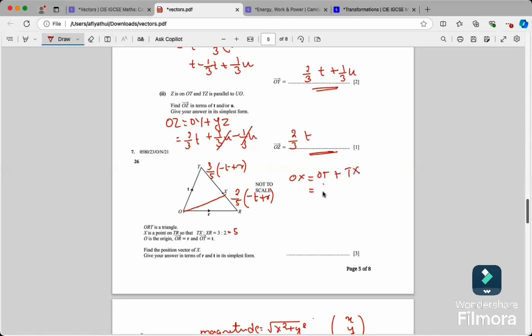Okay. So O to T is going to be T plus TX we already found, which is 3 by 5 of minus T plus R. Therefore, if you simplify this, T minus 3 by 5 T plus 3 by 5 R. Therefore, it will become 5 minus 3, so 2 by 5 of T plus 3 by 5 of R. Okay. 5 minus 3, so 2 by 5.